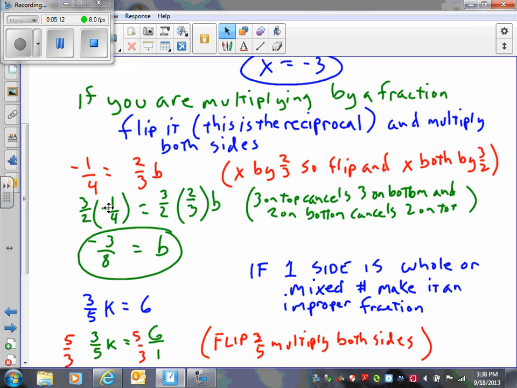On this side, I have 3 times negative 1, that's negative 3. I have 2 times 4, that's 8. Here, I have a 3 on top and a 3 on bottom. They cancel out. I have a 2 on bottom and a 2 on top. They cancel out. So right here, all of this cancels out. I just have b equals negative 3/8.